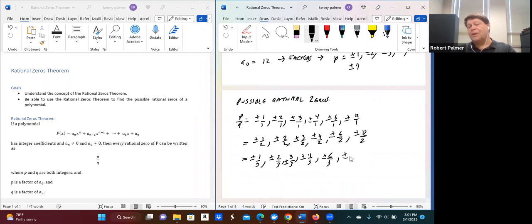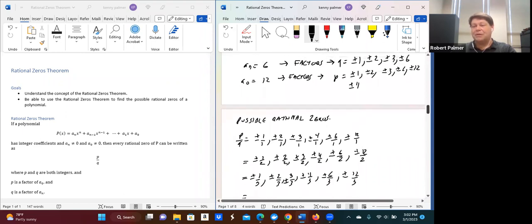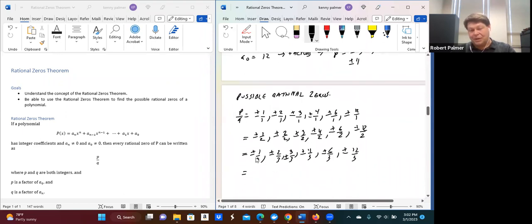I said some of these are repeating from ones we had before. Plus or minus 12/3, for example, is 4. We've already seen 4, okay? But still, you get the idea of how many this can be. What this is saying, once again, is that if you have rational zeros, they have to come from this list. And we're still not done with the list.